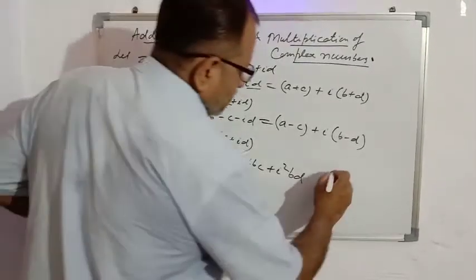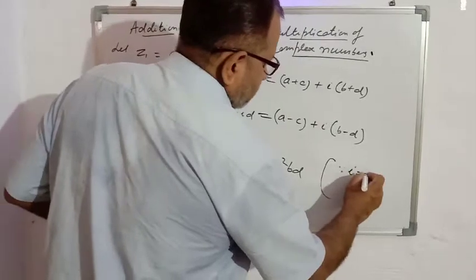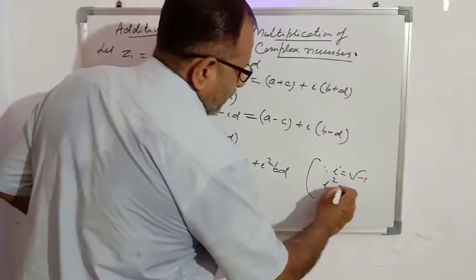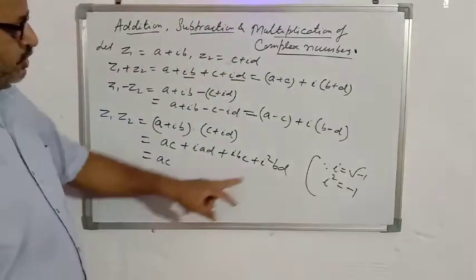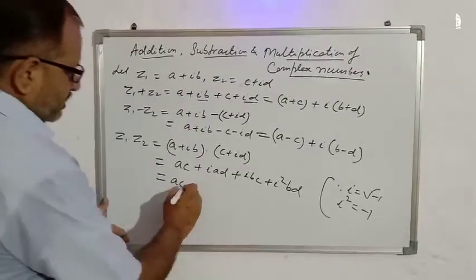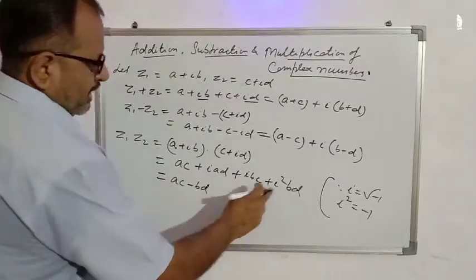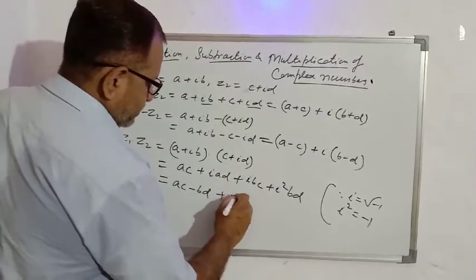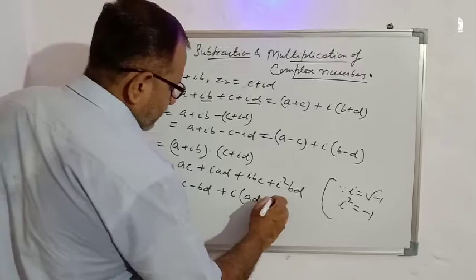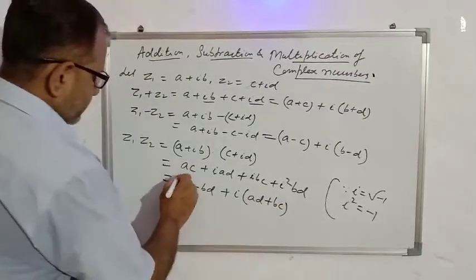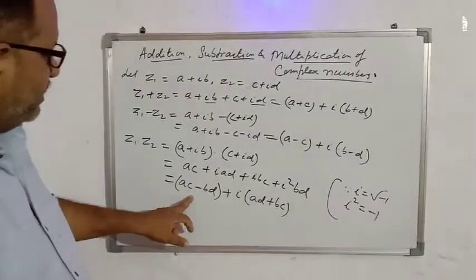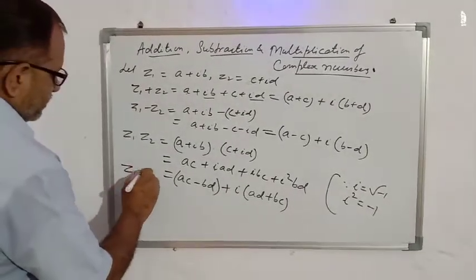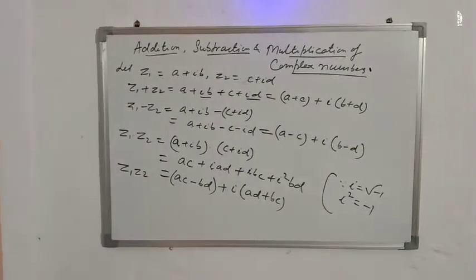ac, we know that i is equal to what? Root minus 1. So what will be i squared? i squared will be minus 1. So here we will put i squared is equal to minus 1. So it will be minus bd, since i squared is minus 1, plus we can take i common. So in brackets we will get ad plus bc. So ac minus bd plus i into ad plus bc, it is the product of two complex numbers.